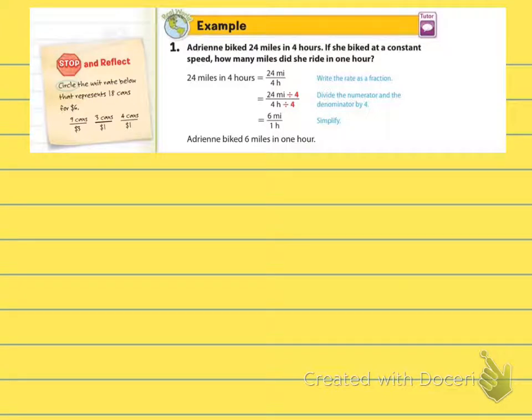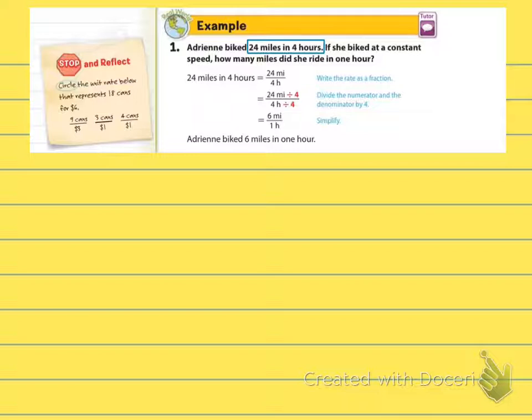All right, so let's go ahead and look at number 1. It says Adrienne biked 24 miles in 4 hours. If she biked at a constant speed, how many miles does she ride in 1 hour? So on this one here, the first thing you're going to do is you see it right there in your problem where she biked 24 miles in 4 hours. That right there, you guys, is your rate.